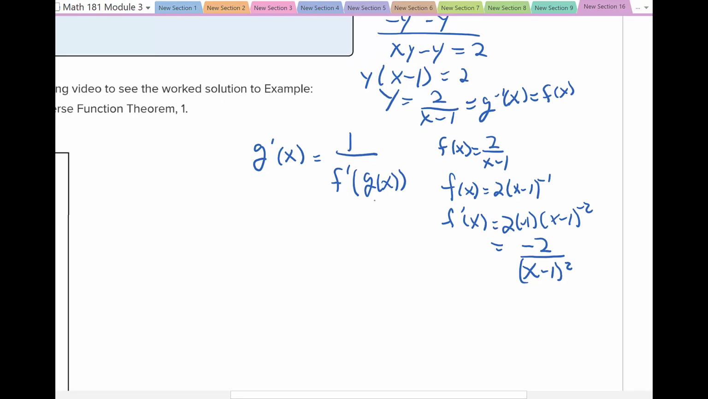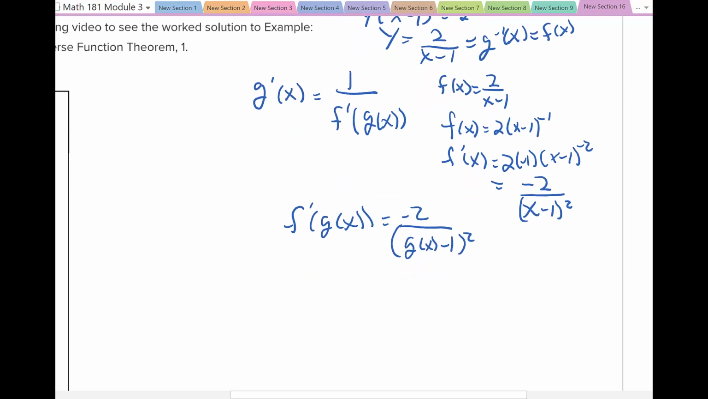So we think about what our g of x is, and we're going to put that in here. So our f prime of g of x is going to be negative 2 over g of x minus 1 squared. So that's going to be negative 2 over, and our g of x was originally x plus 2 over x. So it's x plus 2 over x minus 1 squared.